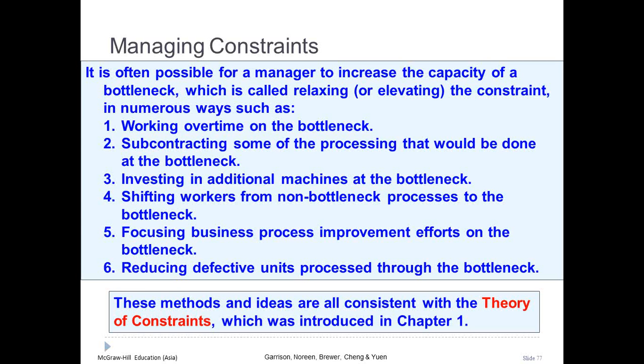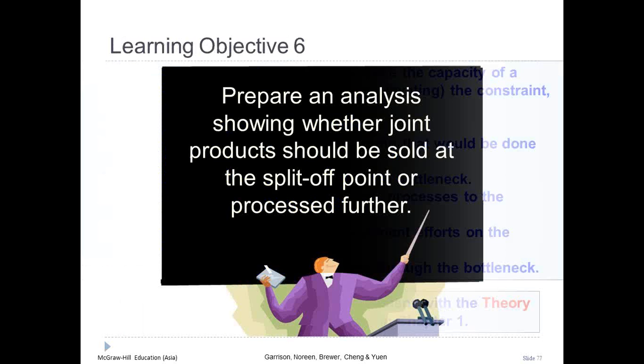If a company has more than one potential constraint, the proper mix of products can be found using the quantitative method known as linear programming, which is covered in quantitative methods and operations management courses. Learning objective number 6 is to prepare an analysis showing whether joint products should be sold at the split-off point or processed further.